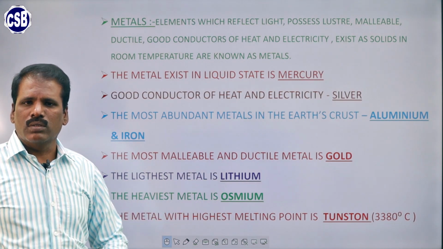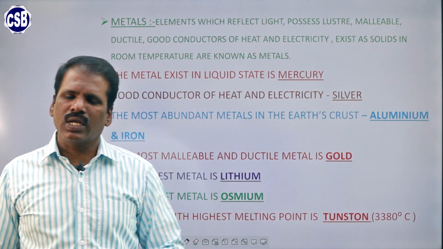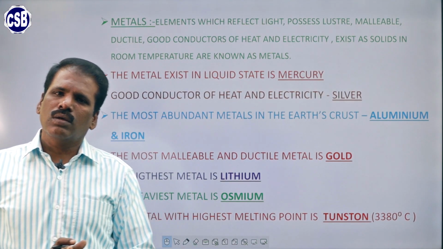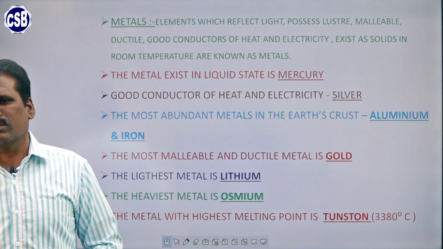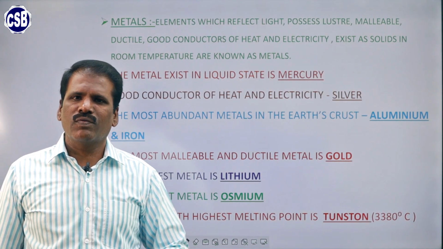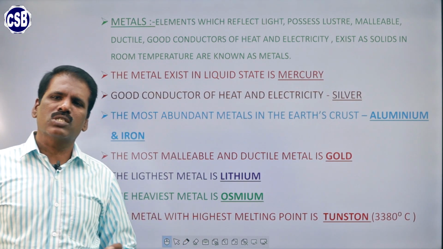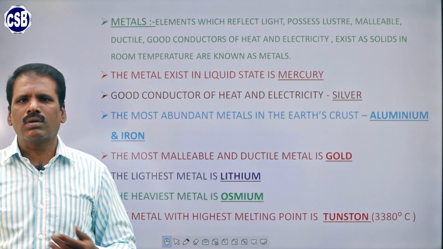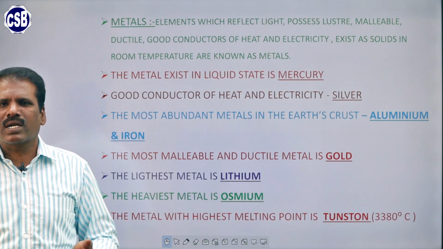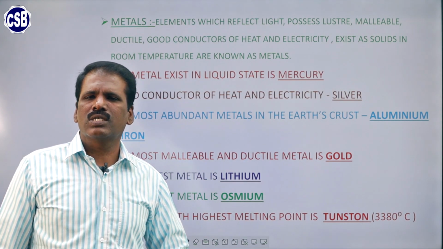So let us see one by one. Coming to the topic of metals, what is the character of a metal? Elements which reflect light, possess luster, are malleable, ductile, and good conductors of heat and electricity are known as metals.